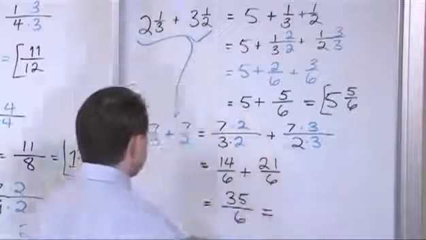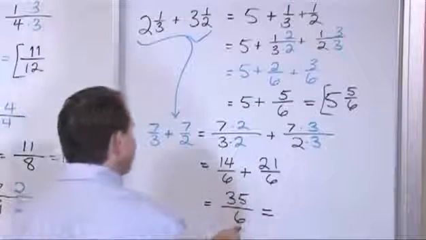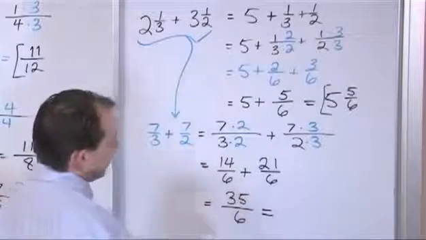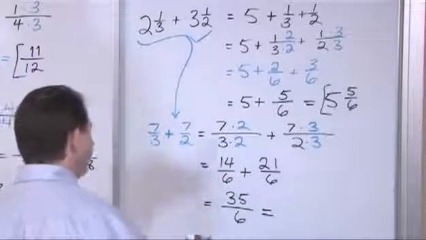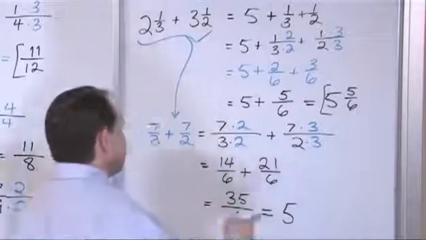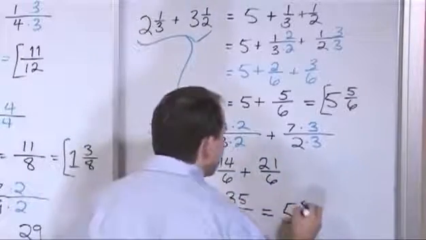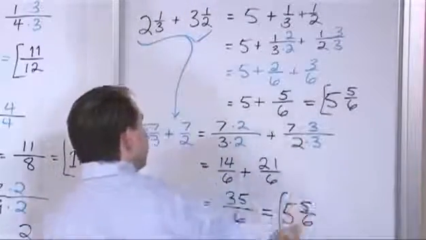And then what I'm going to do next is try to simplify this. This is already improper. 6 times 3 is 18. 6 times 4 is 24. 6 times 5 is 30. 6 times 6 is 36. So it looks like it can go 5 times. 6 times 5 is 30. The difference between 30 and 35 is 5. I always write it over 6. 5 and 5/6. Look, you get the same answer in both cases.